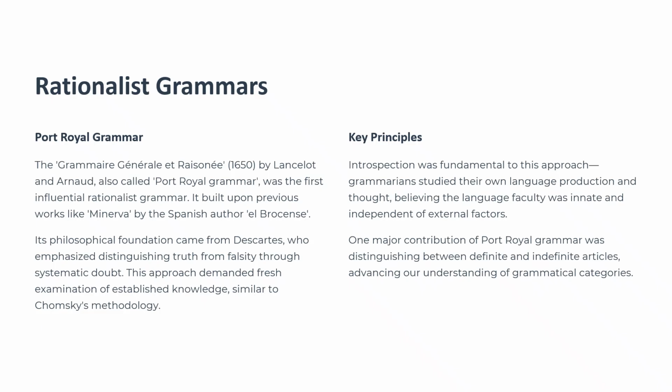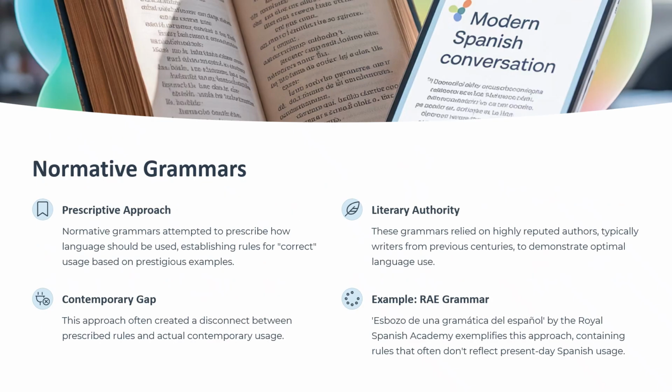Key principles. Introspection was fundamental to this approach. Grammarians studied their own language production and thought, believing that the language faculty was innate and independent of external factors. One major contribution of Port-Royal grammar was distinguishing between definite and indefinite articles, advancing our understanding of grammatical categories.